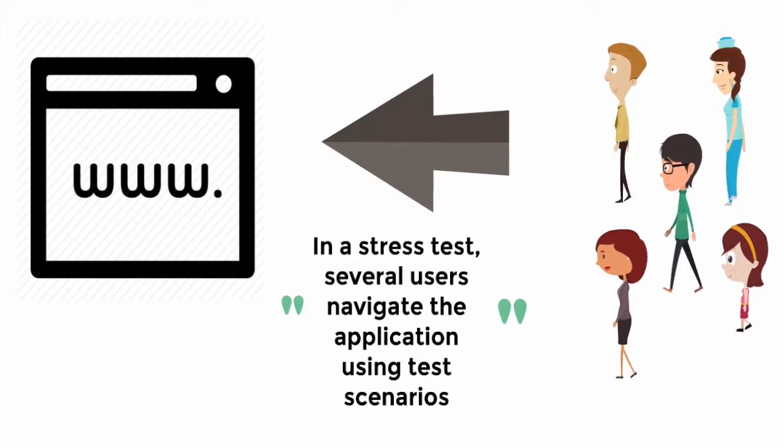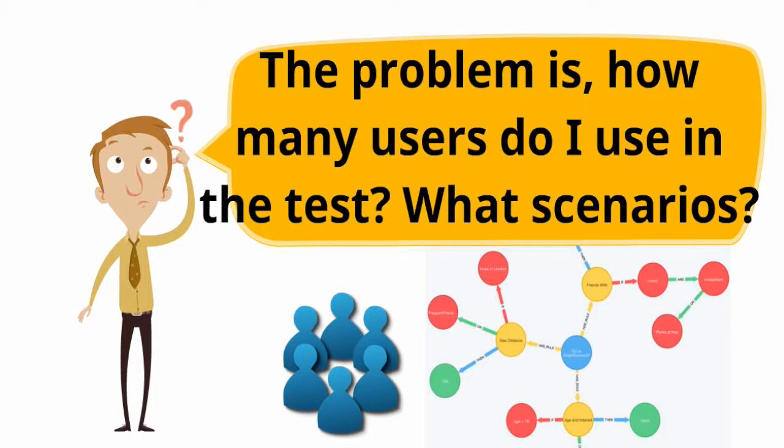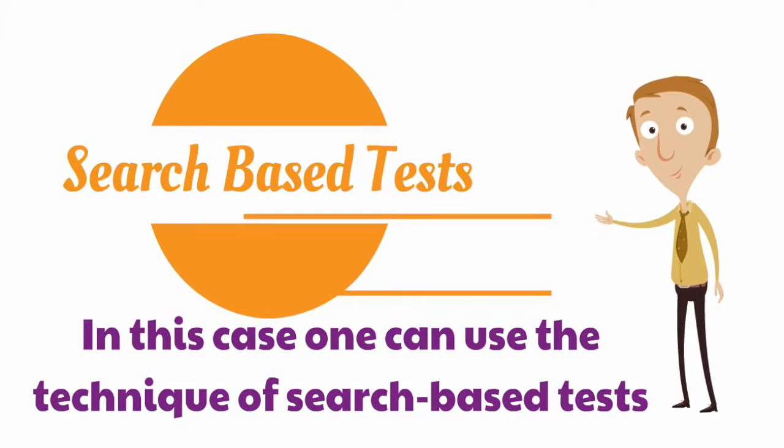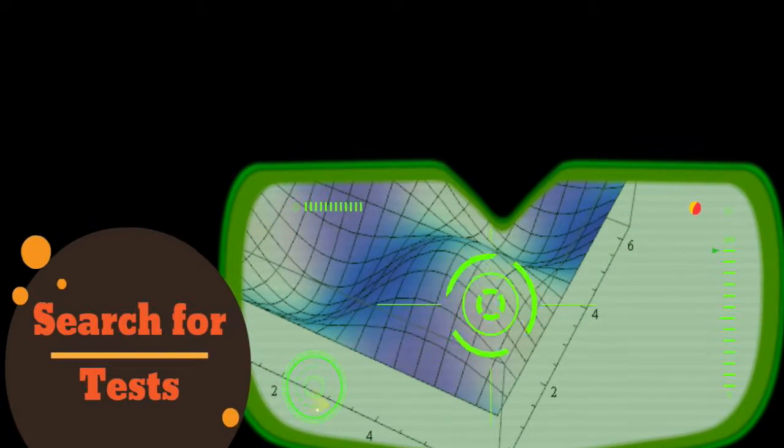The big problem is the exponential number of combinations that can arise from the different scenarios. With 10 scenarios, for example, you can have more than 3,000 different combinations. Finding the combination of the features and numbers of users that will be the maximum scenario supported by the application is a challenge. For this type of problem, search-based tests are usually applied. Search-based software testing is the application of meta-heuristic search techniques to generate software tests.